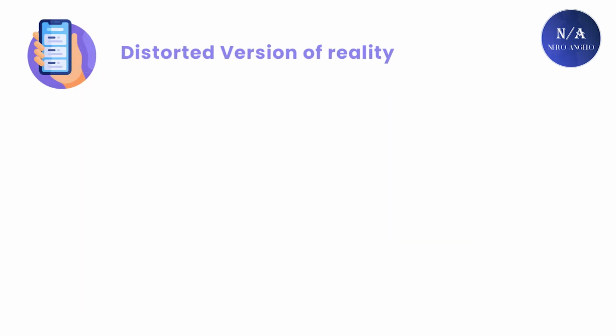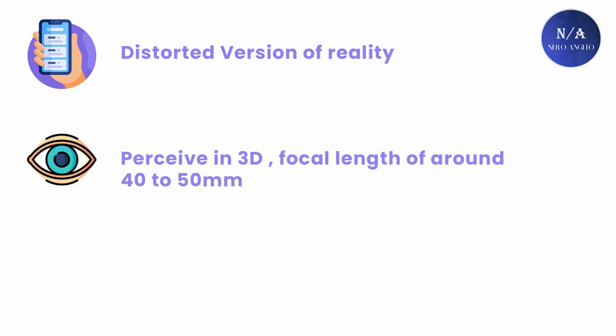So what the selfie camera shows you is a distorted version of reality. The eye perceives things in 3D with a focal length between 40 to 50mm. And of course, if you are unattractive in real life, I'm afraid this won't help you much. I'd rather say the harsh truth than a sweet lie. But the majority of people are average with some potential to improve, so I thought this video would be of value to you guys.